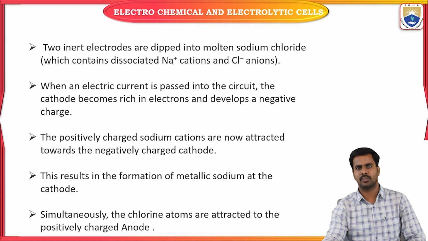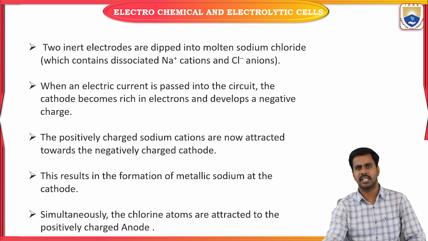Why? Because the cathode is the positive charge here. So negative electrons are attracted by the positive charge of the cathode, and the cathode will become electron rich. The positively charged sodium cations are then attracted towards the negatively charged cathode. As a result, metallic sodium forms at the cathode.